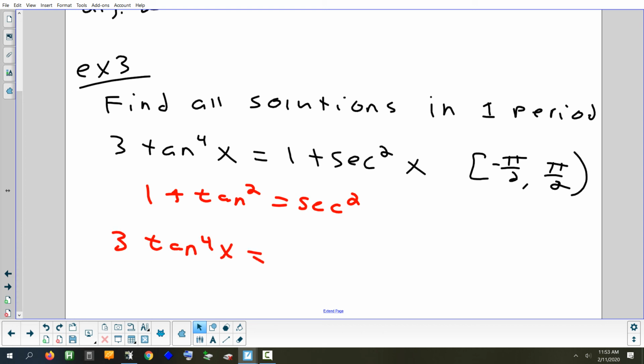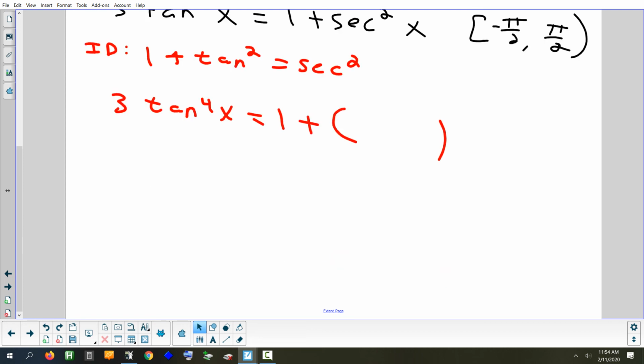Now, I also know it's not equal to 0 now. We'll worry about that. So 1 plus, using the Pythagorean identity, so this is an identity. What is secant squared? 1 plus tangent squared. Okay. So what do I have on the right when I combine like terms? 2 plus tangent squared. Okay.